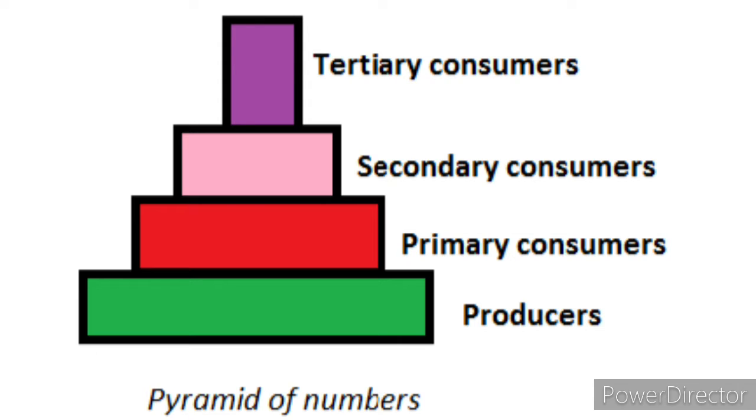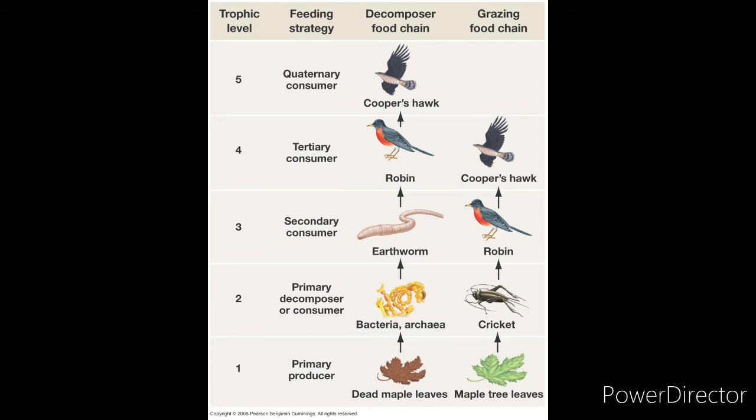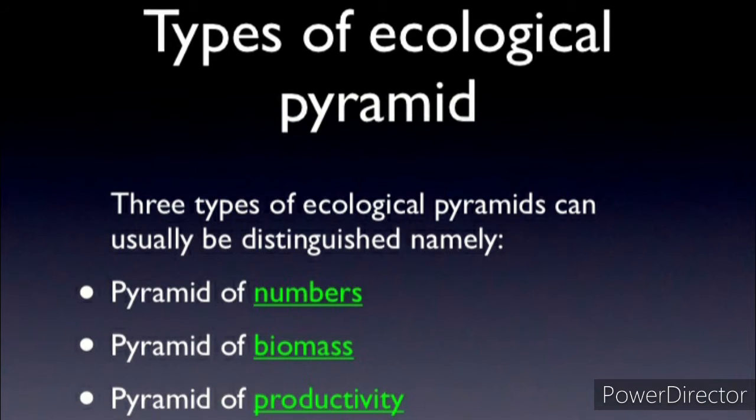The base of each pyramid represents the producer or the first trophic level, while the apex represents the tertiary or top level consumer. The three commonly studied ecological pyramids are: first, pyramid of numbers; second, pyramid of biomass; and third, pyramid of energy.